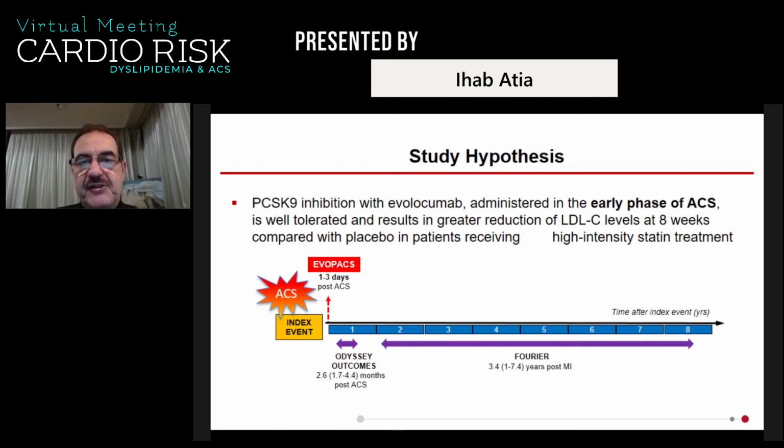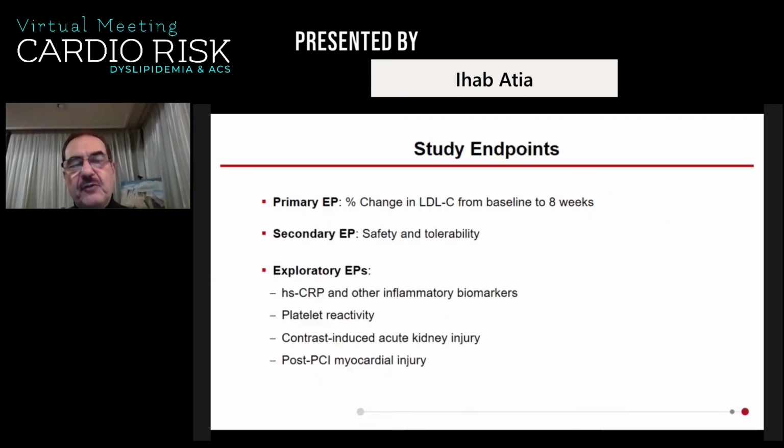Even the placebo patients are taking high-intensity statin treatment. The endpoints were simple. The primary endpoint was a percentage change in LDL from baseline to 8 weeks. And the secondary endpoint was safety and tolerability. And there were a few interesting exploratory endpoints to look at, which were the inflammatory biomarkers, the high-sensitivity C-reactive protein, platelet reactivity, contrast-induced acute kidney injury, as well as post-PCI myocardial injury.